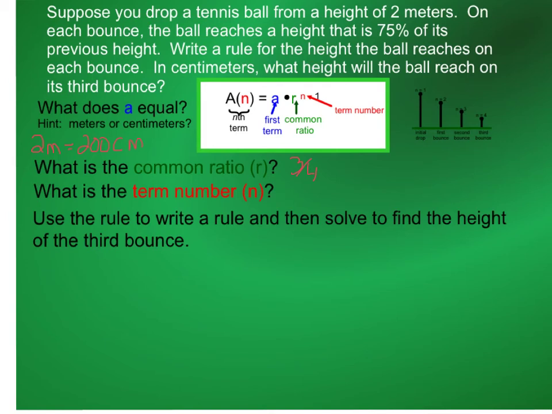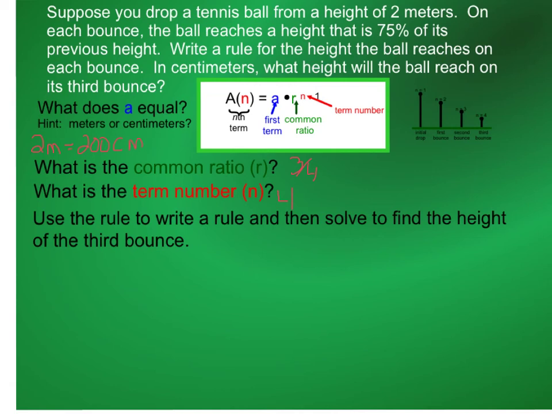Next, we have to find what term number we're looking for, and this is going to be a little tricky. We want the height of the ball on the third bounce. So if we look, the initial drop is 1, but the drop doesn't count the bounce. So really if we want the third bounce, we're looking for the 4th drop. So n's going to have to equal 4. That's what we need to use to find this.